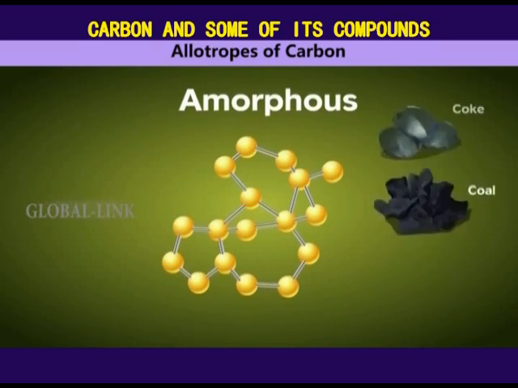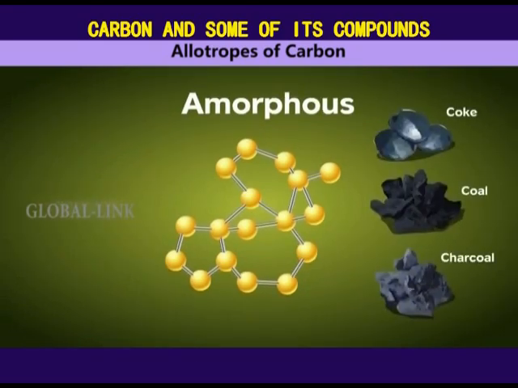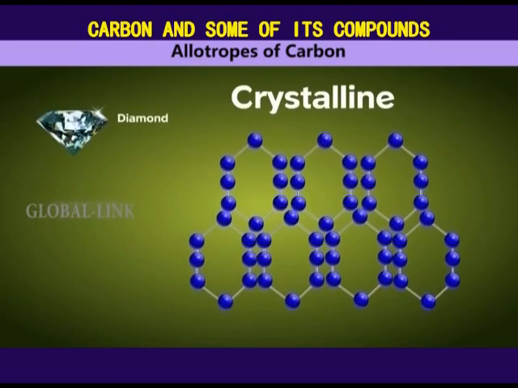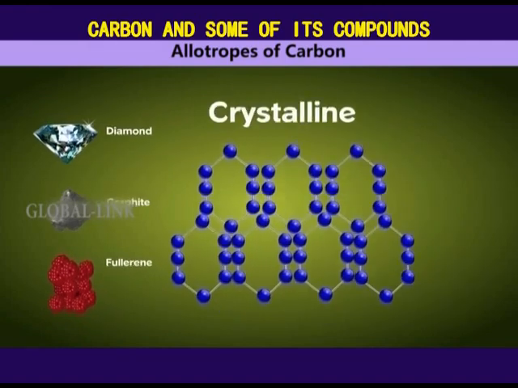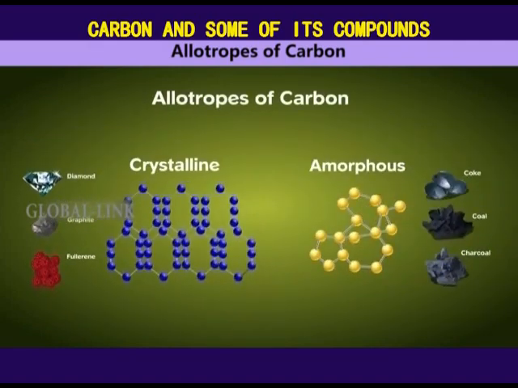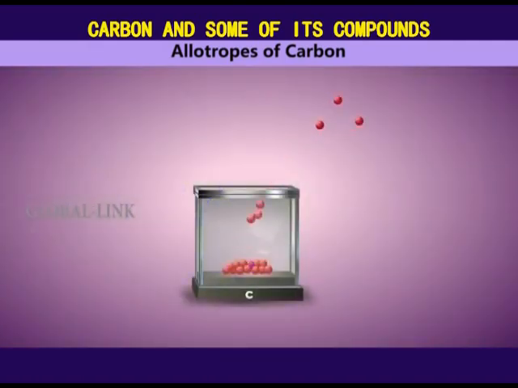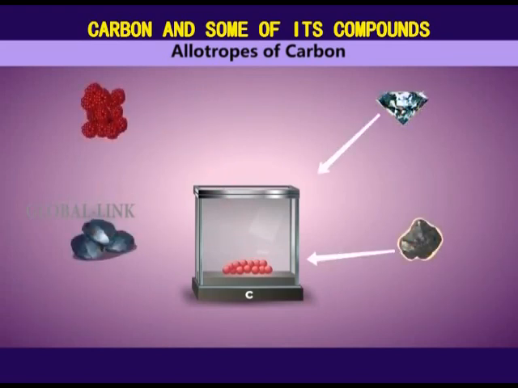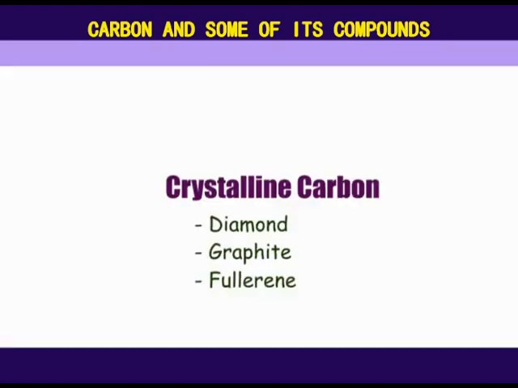Coal, coke, and charcoal are amorphous forms of carbon. Diamond, graphite, and fullerene are crystalline forms of carbon. Both these forms are called allotropes of carbon. Allotropes are forms of the same element which exhibit different physical properties, but with the same chemical composition. Let us now look at the crystalline forms of carbon.